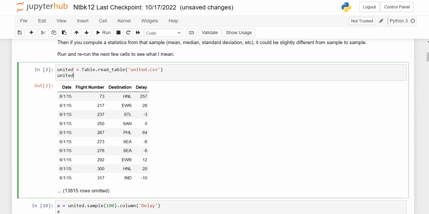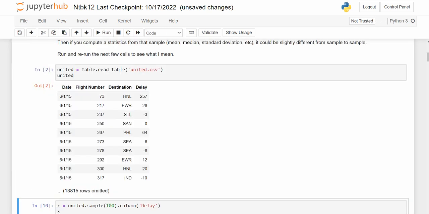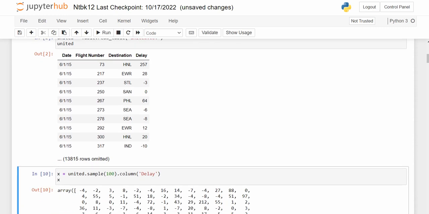Here is this ginormous table. They've got all of these flights from 2015 and the flight numbers and the destinations. I don't know all of these. I know STL is St. Louis. I would guess that SEA is Seattle. And HNL, I believe, is Honolulu. So we've got these flights from all over the world, and we know how long they were delayed for, the number of minutes.